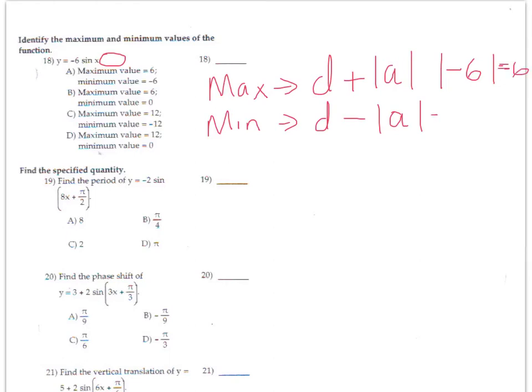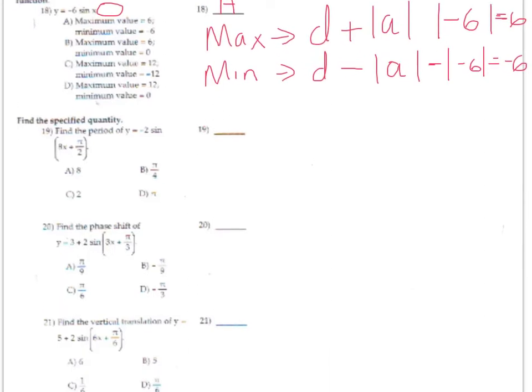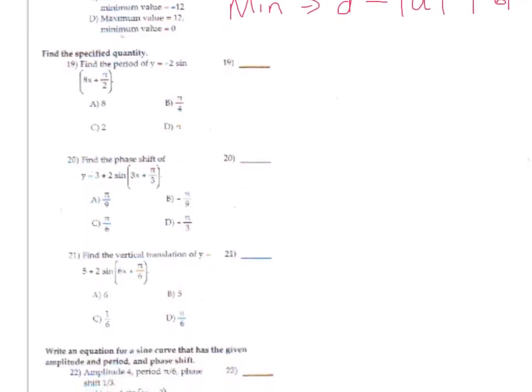And then minus the absolute value of negative 6, that would be negative 6. So 6 is the maximum, negative 6 is the minimum. That's A.